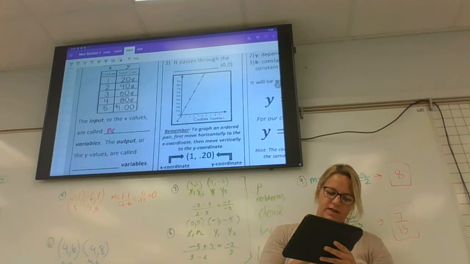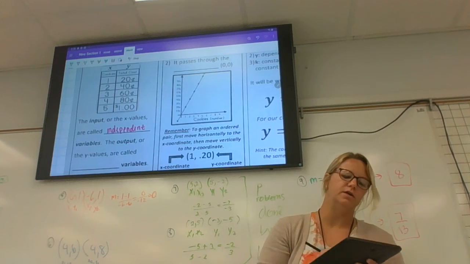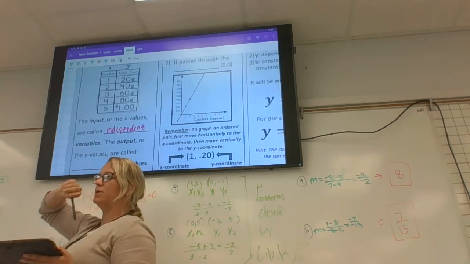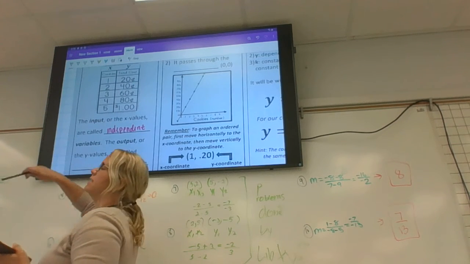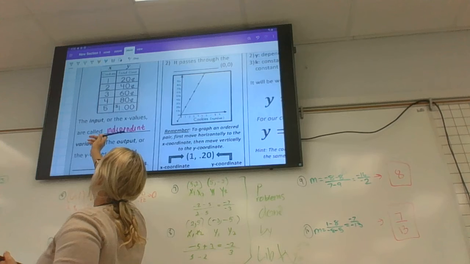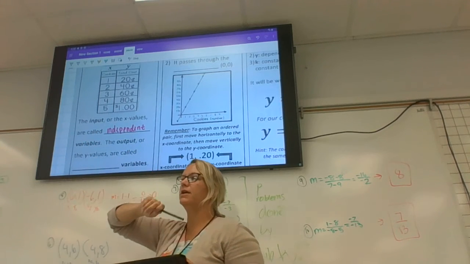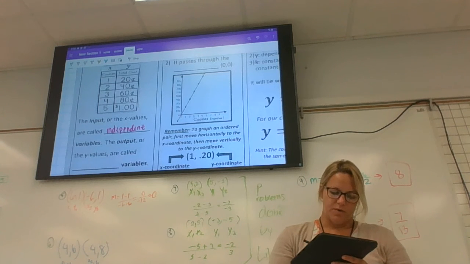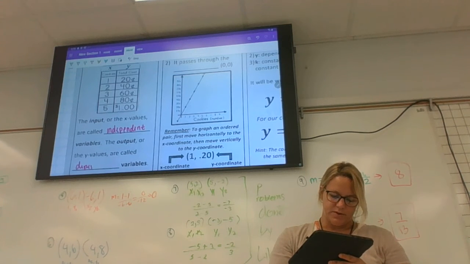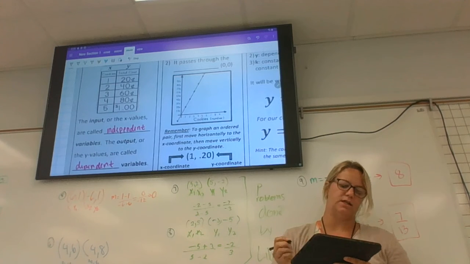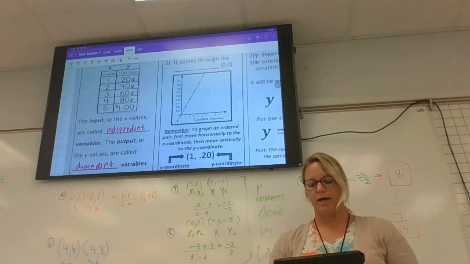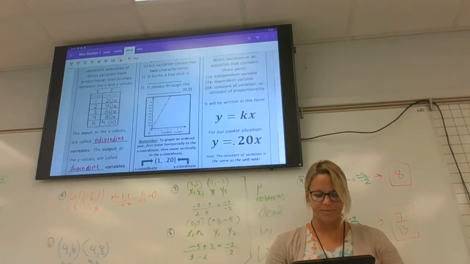The input, the x values, are the independent variables. So if you're ever asked about independent versus dependent variables in math class, I know you talk about it a lot in science. X values are independent. They're input and independent. Those IN prefixes kind of go together. The output or the Y values are the dependent variables. Very sciencey standard. Your price depends on how many cookies you buy. I think we did that in the beginning of the year.